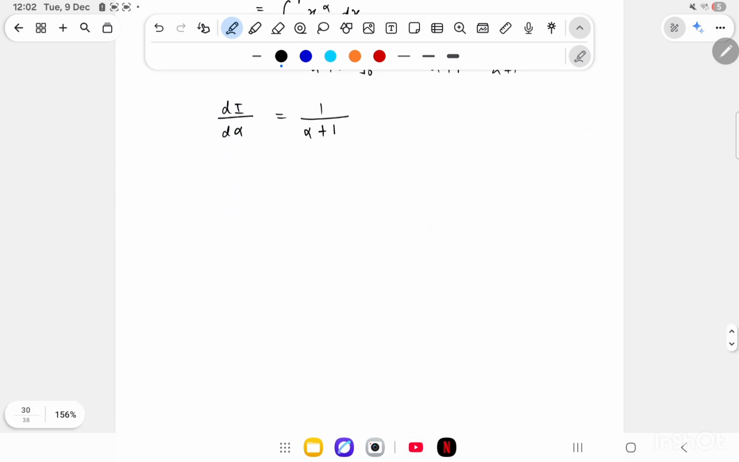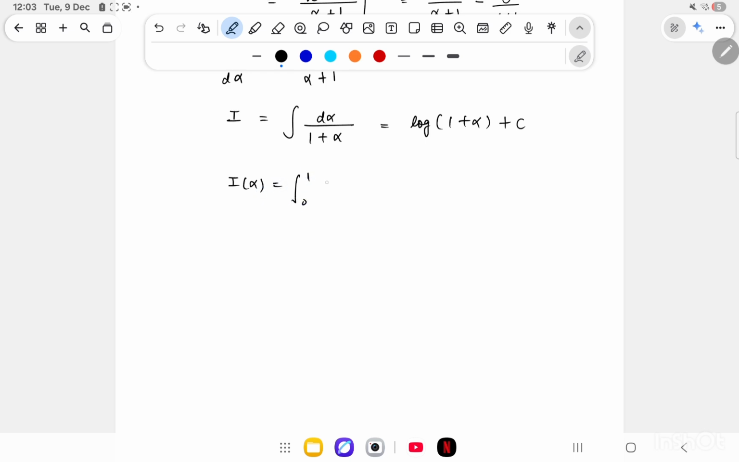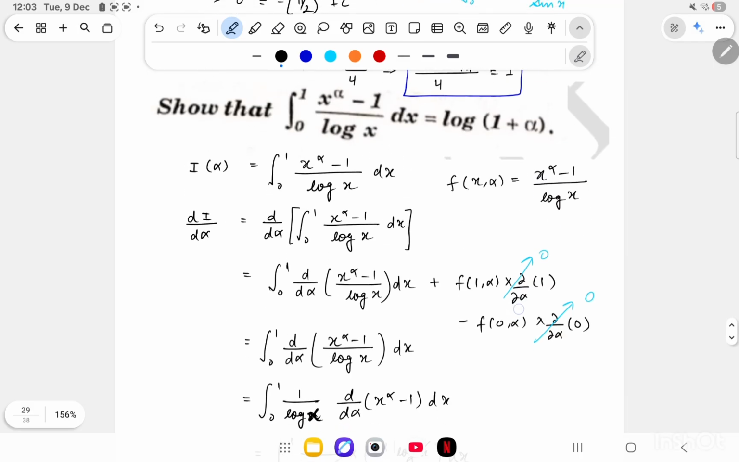Now we need to evaluate the value of I, so we need to integrate it with respect to alpha. That will be the integral of d alpha divided by (1 + alpha), which will be equal to log(1 + alpha) plus c. Now we need to find this constant c as well in order to get the exact value of I. Observe that the initial integration we have is I of alpha, equal to the integration from 0 to 1 of (x^alpha - 1) divided by log x dx.